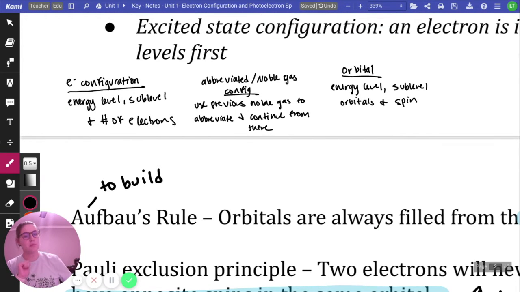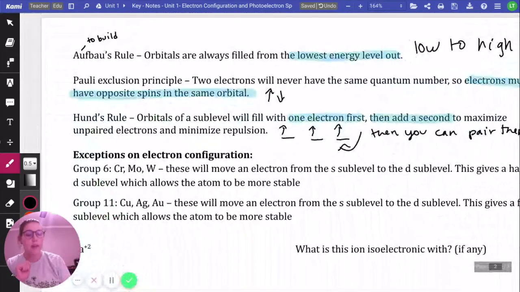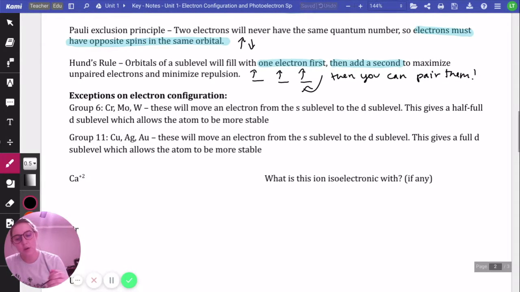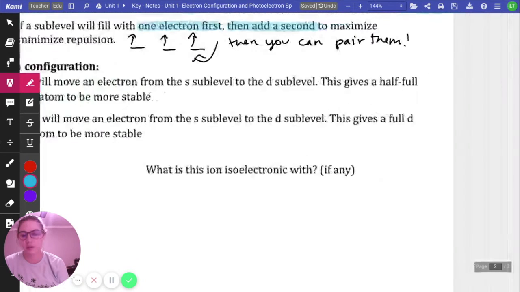notation. Okay, we're going to talk about a few exceptions really quickly, and then after we've talked about those, we will get started on doing a little bit of practice. All right, so our first exception is group 6, and these are in our transition metals. So it's those elements right there. Basically, these are going to move an electron from our S sublevel to our D sublevel. This gives a half full D sublevel, which is just a little more stable.